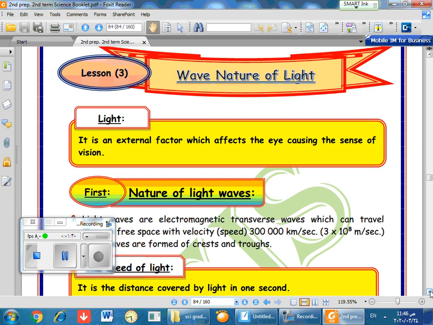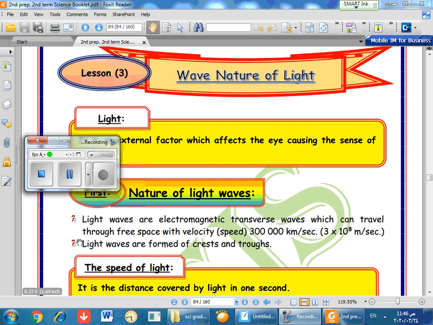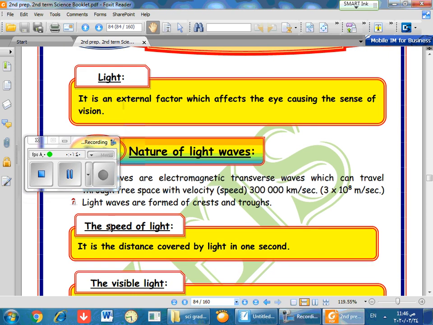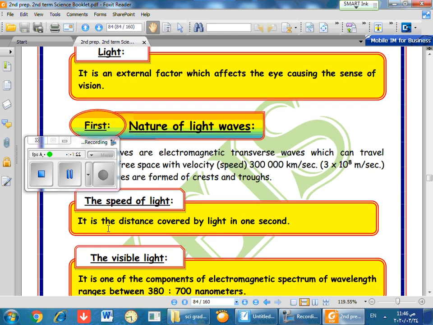If you want to talk about the speed of light, or the velocity of anything, it is the distance covered by this thing in unit time, or in one second. Okay? So the speed of light is the distance covered by light in 1 second.